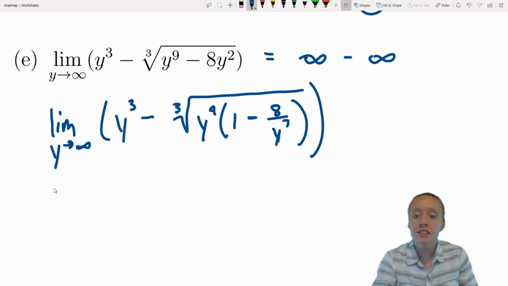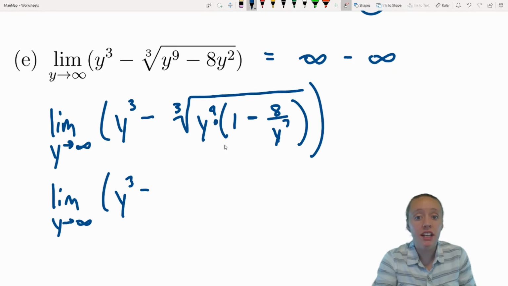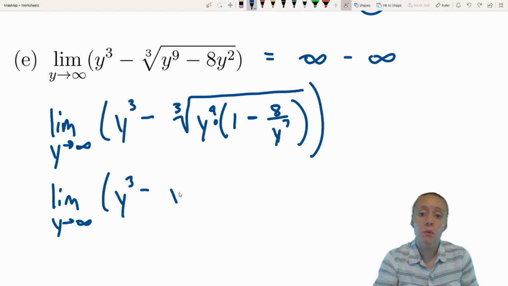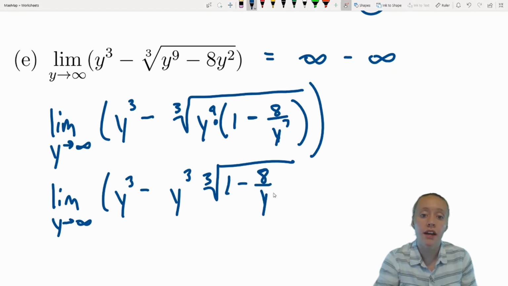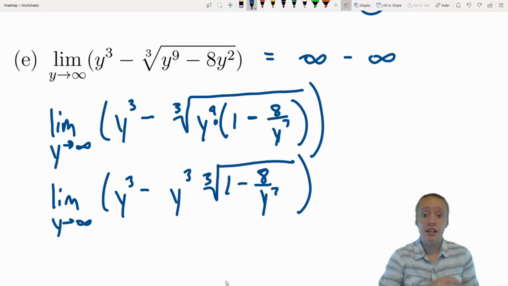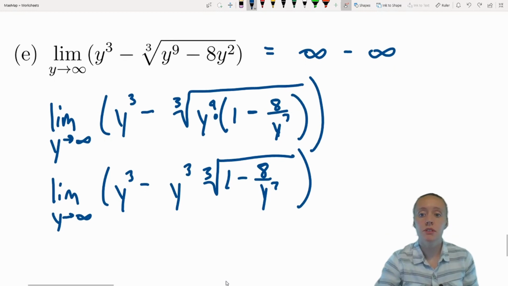But doing this allows me to rewrite my limit as y cubed minus, because my y to the 9th is multiplied, I can pull that cube root of y to the 9th out. So that would be y to the 3rd times the cube root of 1 minus 8 over y to the 7th. So now I have y cubed and y cubed.